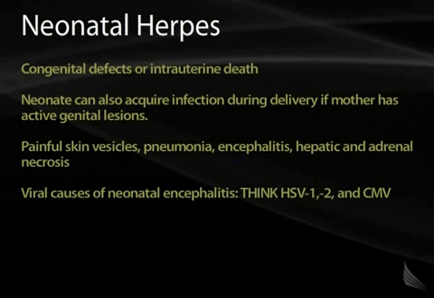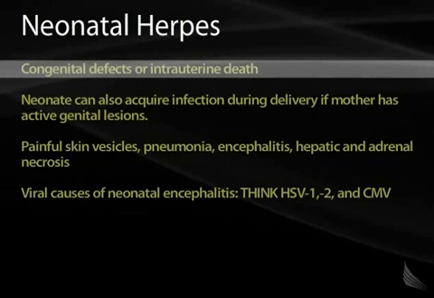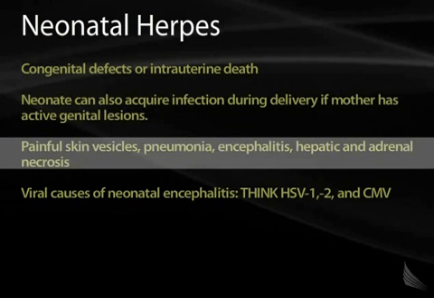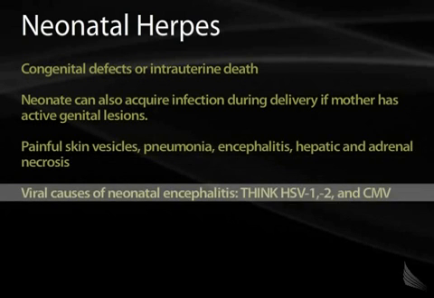Neonatal herpes includes congenital defects or intrauterine death. The neonate can also acquire the infection during delivery if the mother has active genital lesions. You'll get painful skin vesicles, pneumonia, encephalitis, and hepatic and adrenal necrosis. For viral causes of neonatal encephalitis, you should think of HSV1, HSV2, and CMV.